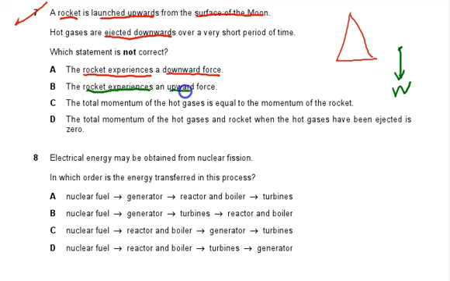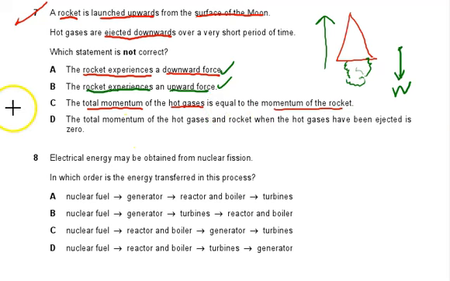The rocket experiences an upward force. Yes, when you have the gas pushing out, you will have the upward lifting force. Yes, that is correct. Now here, the total momentum of the hot gas is equal to the momentum of the rocket. If you look at C and D, the answer is very close. The total momentum of the hot gas and rocket when the hot gas has been ejected is 0.